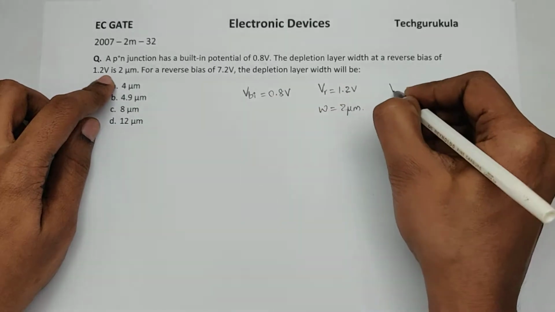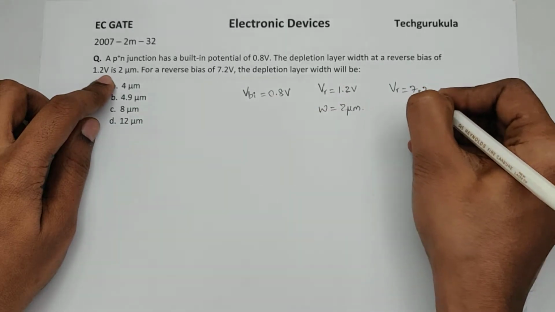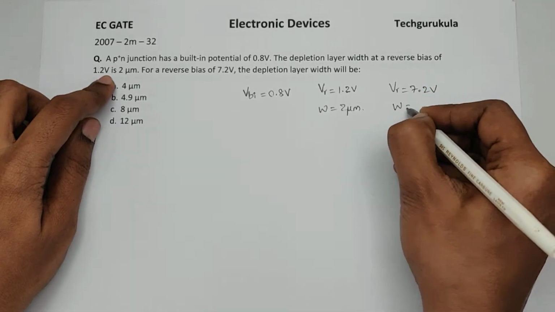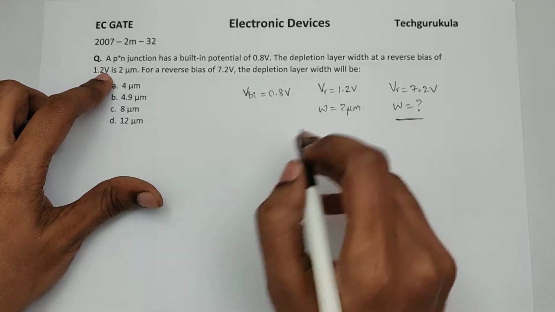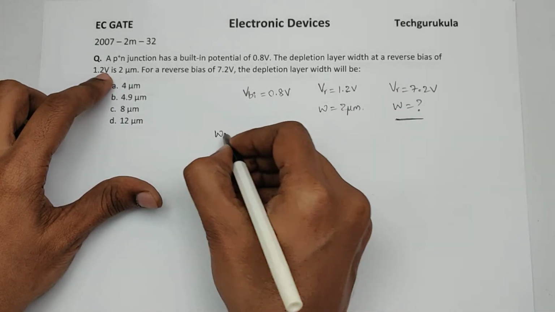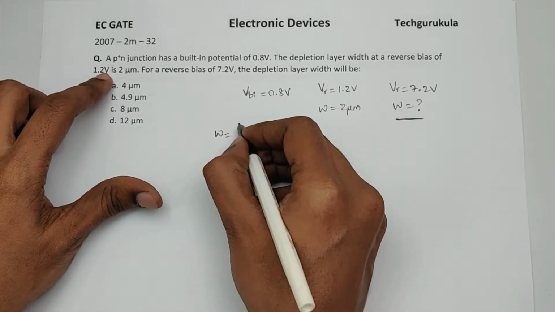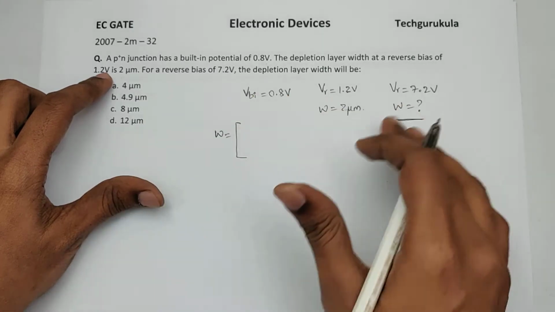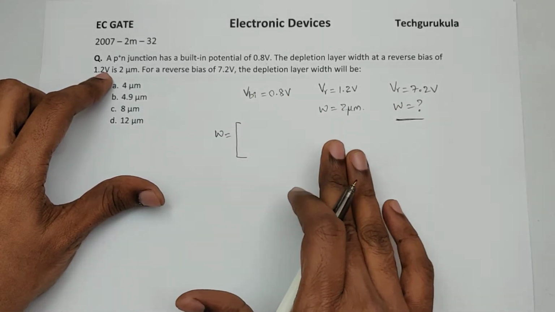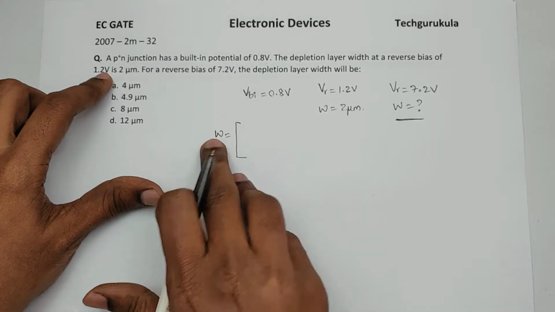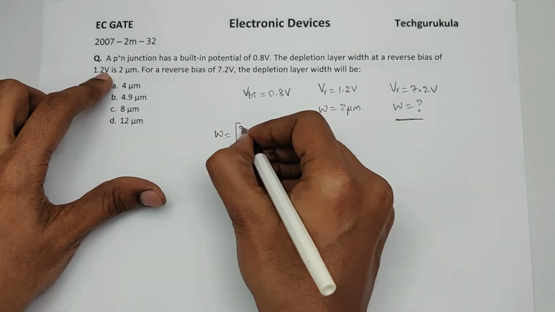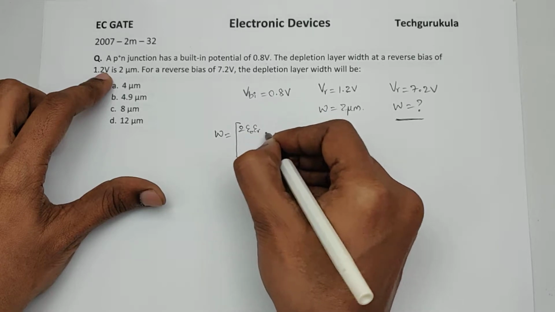For a reverse bias of 7.2 volts, the depletion width will be, this is what we need to find. Now we know the depletion width formula. In fact, to find the actual answer we don't need the exact equation of W. We need to know the proportionality between W and V. So for completeness I am writing the entire thing here.